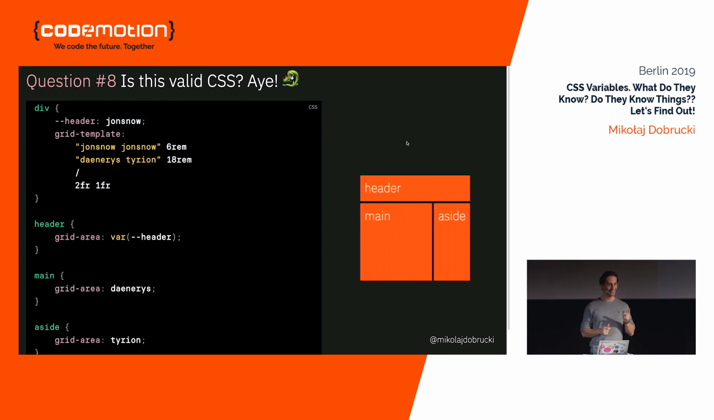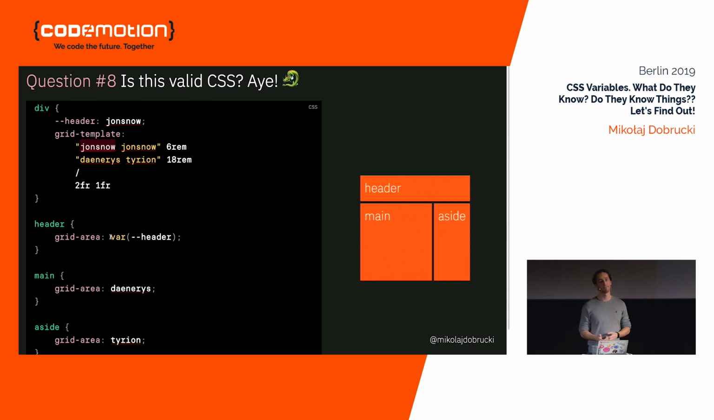Oh, okay. We have to wrap up quickly. What's happening here is that we can use our CSS property header in the grid area, but let's say we cannot replace this Jon Snow with the same property. And that's because this Jon Snow is a string. And in this case, that's another CSS data type.